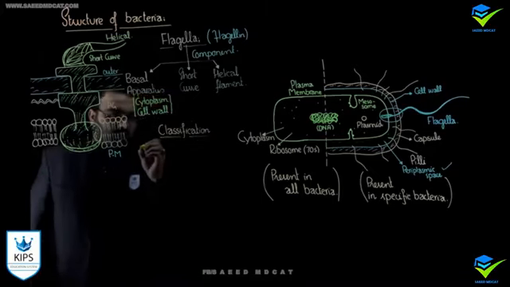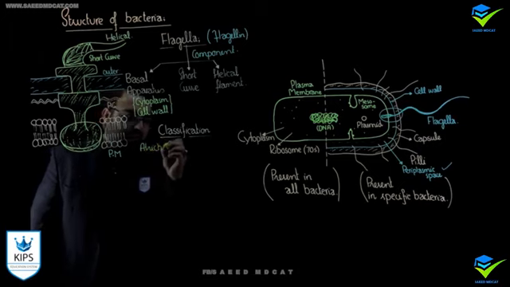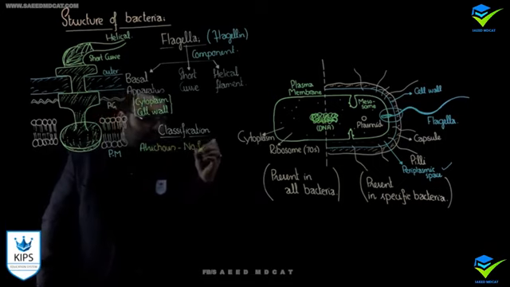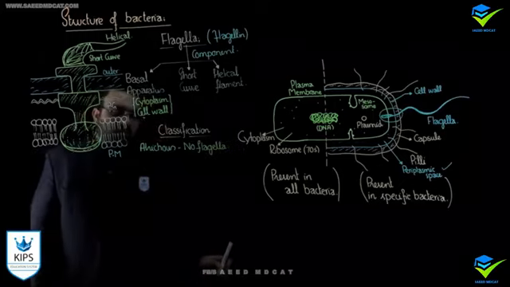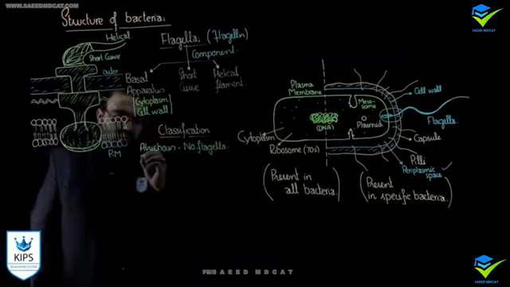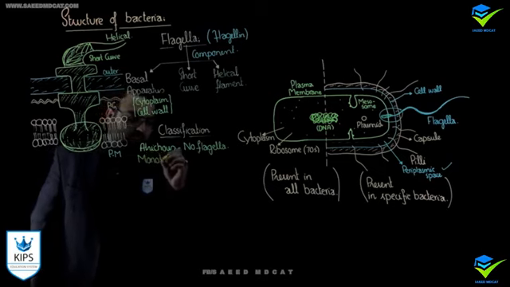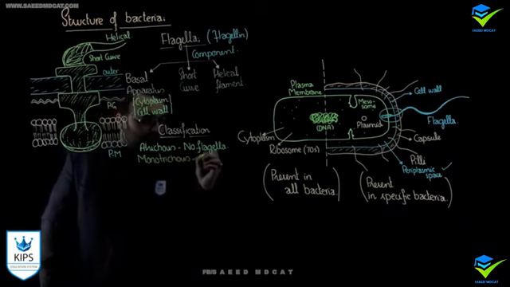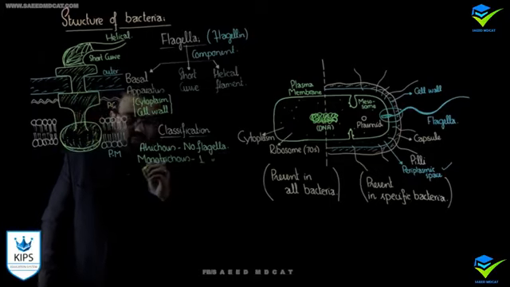The first one are atrichous, with no flagella. They do not possess any flagella. Cocci bacteria mostly are included in this. The other one is monotrichous. They contain only one flagella or flagellum.